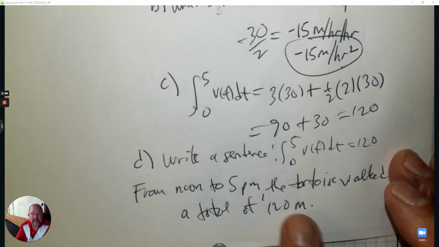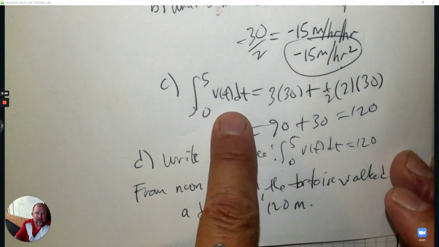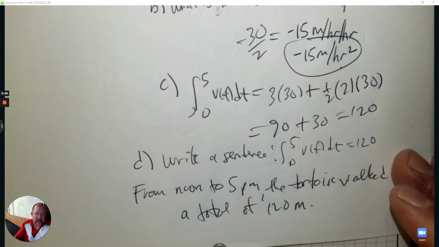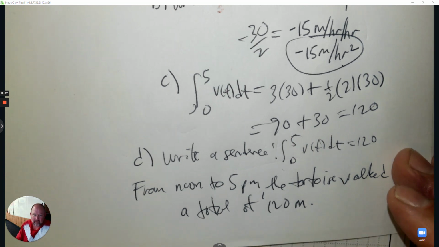And it's really important, that is not a rate. When you integrate a rate, it's no longer a rate. It tells you the total of whatever the unit is, and our unit's meters. So how many meters did the tortoise travel? The answer is 120. I hope that helps just a little bit.